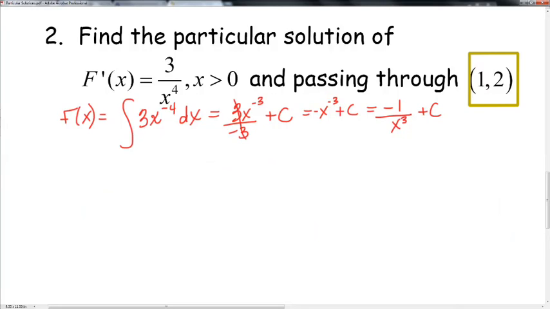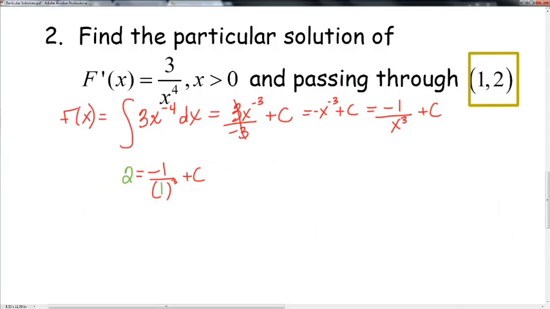And that sets me up pretty nicely in order to plug in my coordinate. Well, my x coordinate is 1, my y coordinate is 2, so I'm going to be plugging in 2 is equal to negative 1 over 1 to the third plus c.